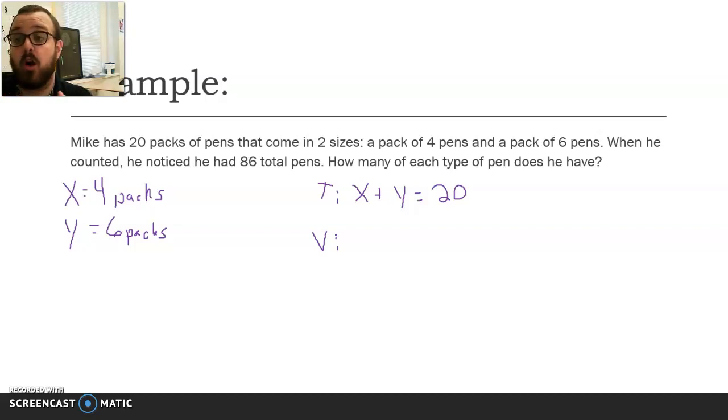Okay, what is it worth in terms of this, that, or the other? How many wheels does it have? Things like that. How many people fit into a van or a bus? Or just different things like that. That'll be your value. It doesn't have to be money every time, okay? So for this one, it's going to be 4x plus 6y equals 86.